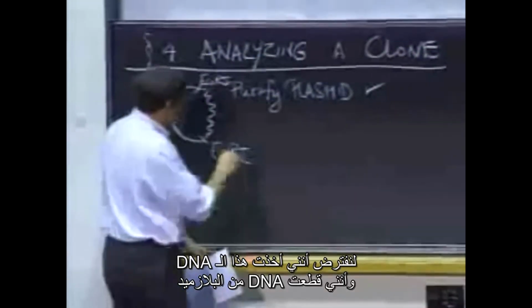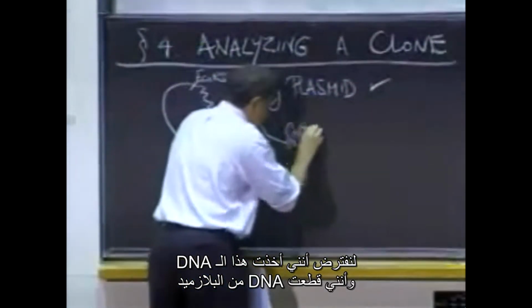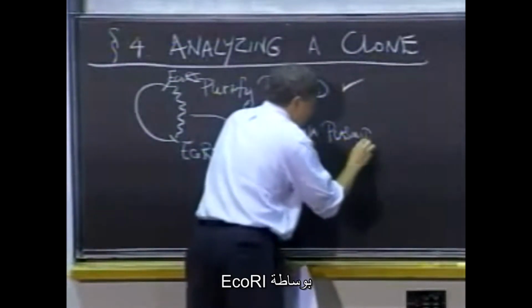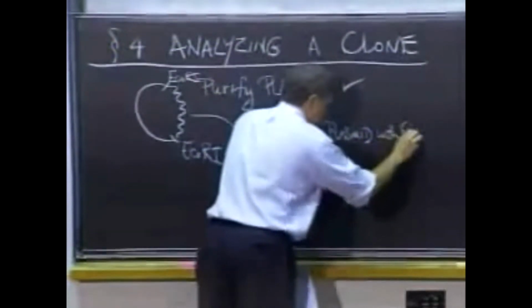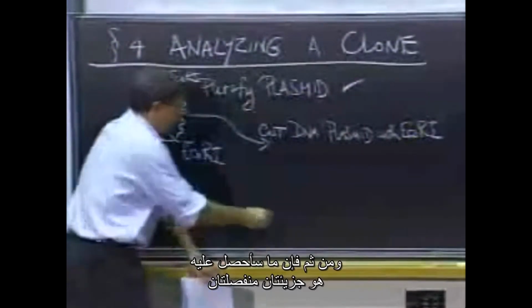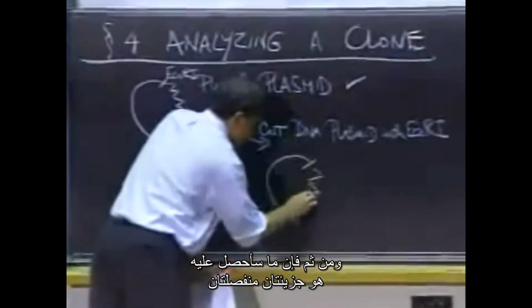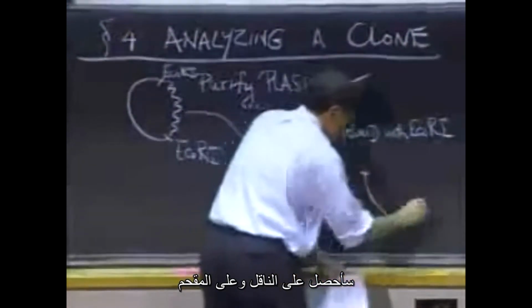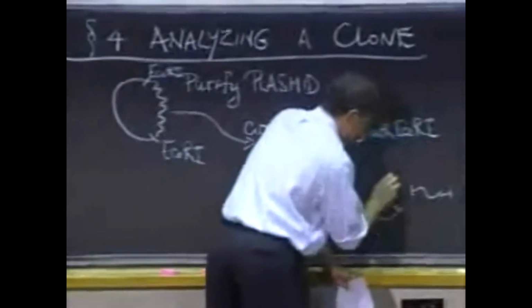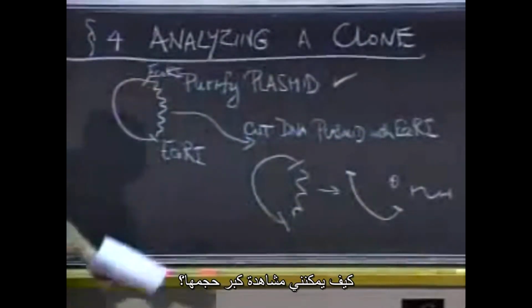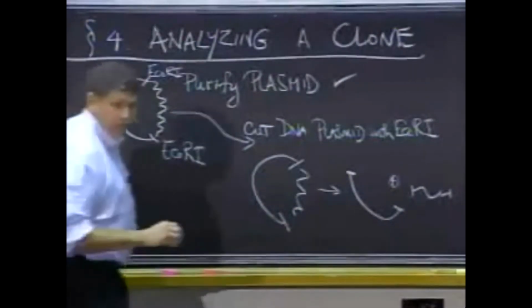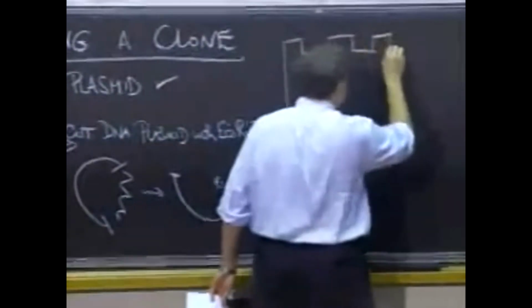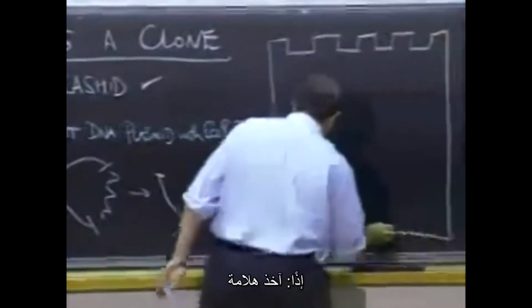Suppose I were to take this DNA and I were to now cut the DNA from the plasmid with EcoRI. Then what I would get is 2 separate molecules. I would get the vector and the insert. How could I see how big they were? Gels. Gel electrophoresis is the way to do that. So I take a gel.